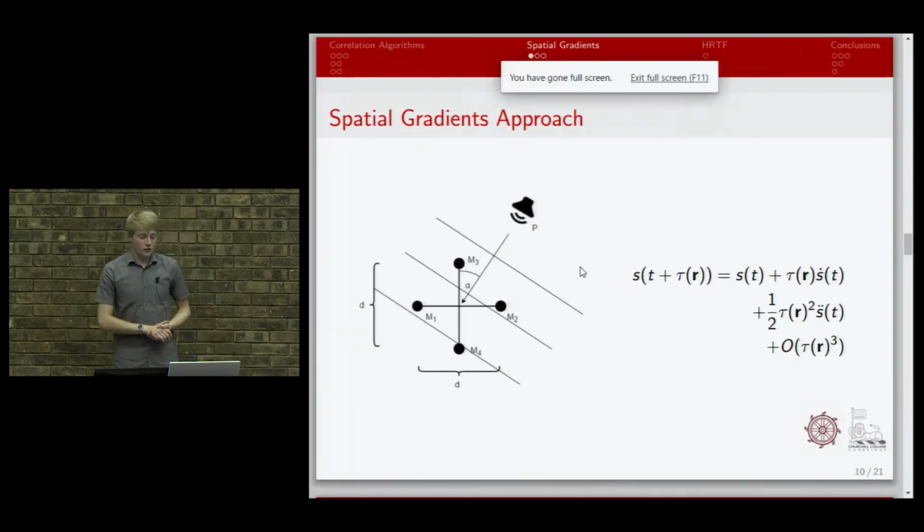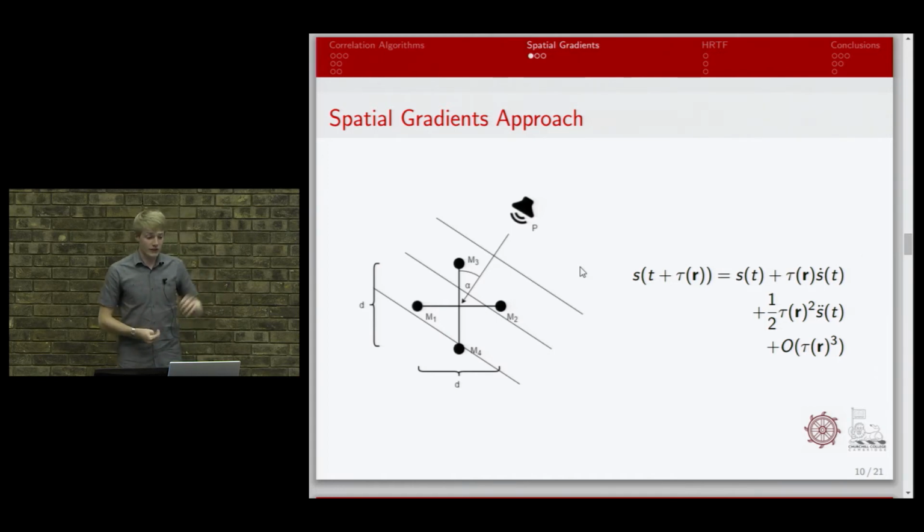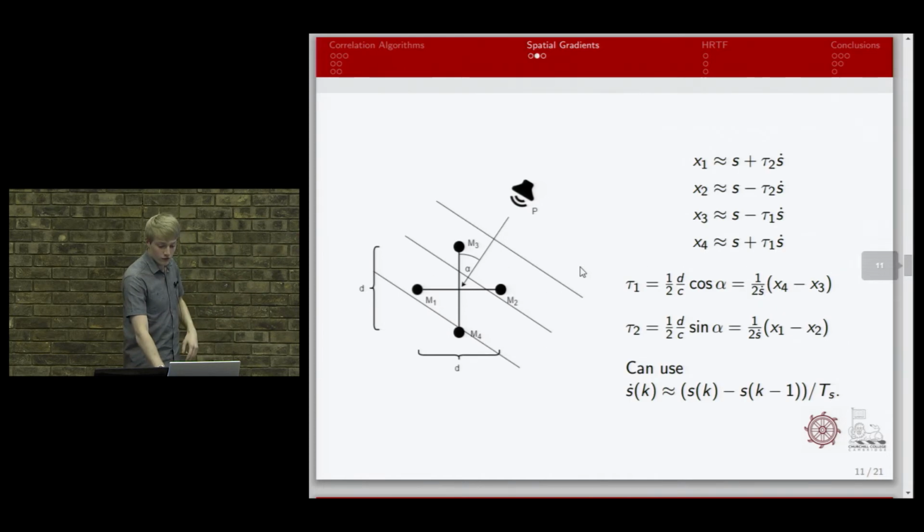So the alternative to the correlation algorithms, sticking with time-based ones, is generally the spatial gradients approach. For this, we'll be using 4 microphones arranged at the corners of a square. For this method, rather than looking at the time delay just between 2, we have to generalize it to a time delay of tau of r, which we define now to be the time delay between the center of the apparatus and some relative point r. By expanding this signal term in a Taylor expansion, we get that. Taking this to first order in our delay for each of our signals, we get these equations here.